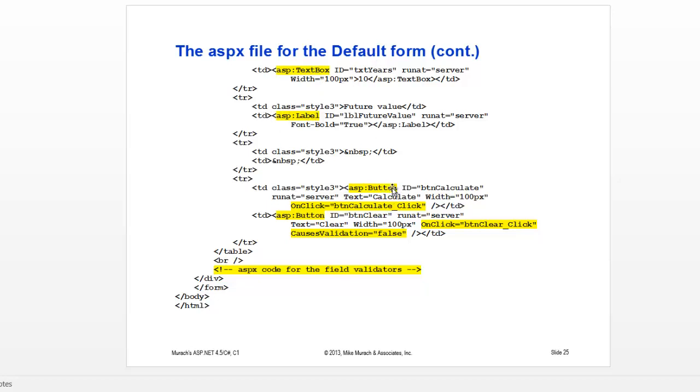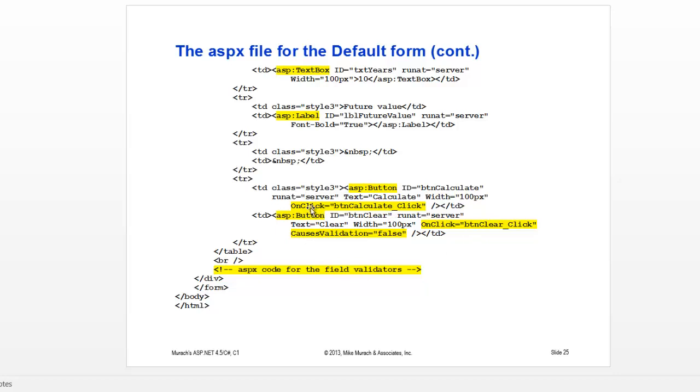The buttons are very special, though. If you'll note, the buttons actually have event handlers set. So OnClick equals btnCalculate_Click. Well, that's the name of the method on the server that's going to be called if the user clicks this button, btnCalculate. btnClear_Click is what will be called on the server if the user clicks the clear button.